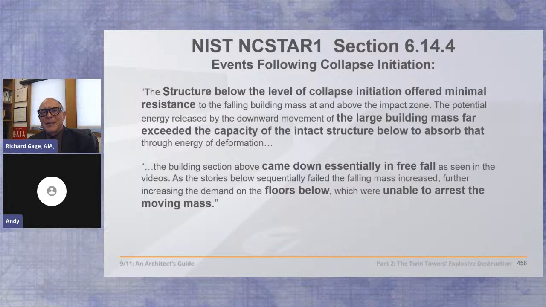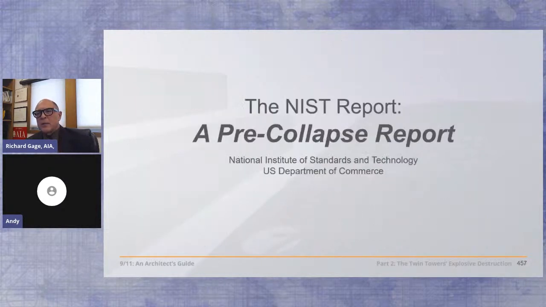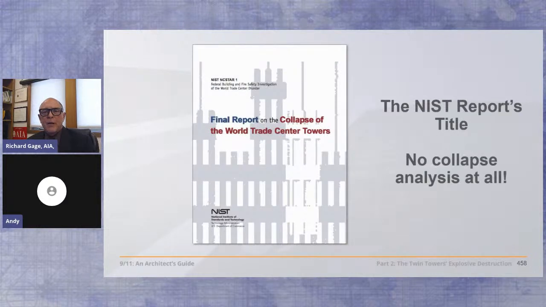Wait a minute. This is not analysis. This is pure speculation. This is not rocket science. We've had structural engineers submit reports refuting those erroneous reports by Zdenek Bazant. You can figure out what happened here. NIST did not. They chose not to. Why? It's only a pre-collapse report. It should have been titled a final report on the initiation of collapse. Had they gone any further in their analysis, they would have had to account for all of the evidence of explosive controlled demolition, which is available after and at the initiation of collapse.